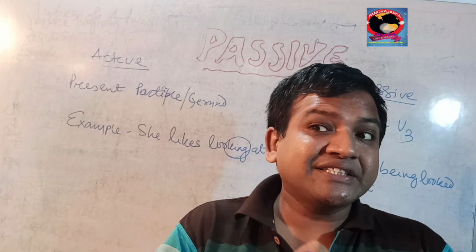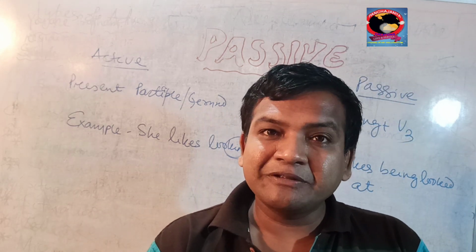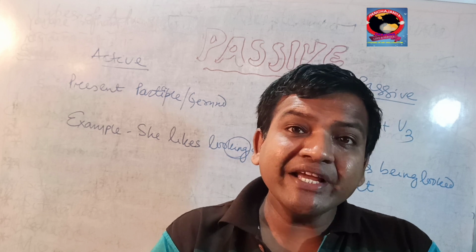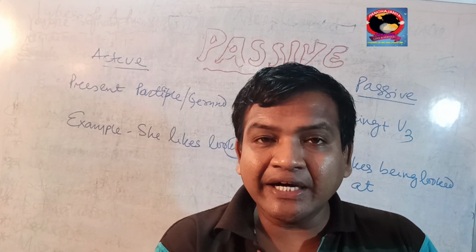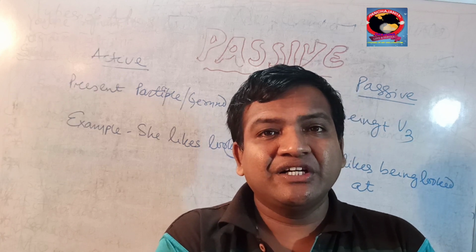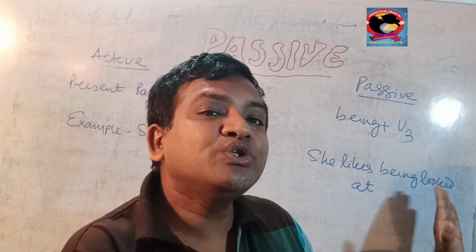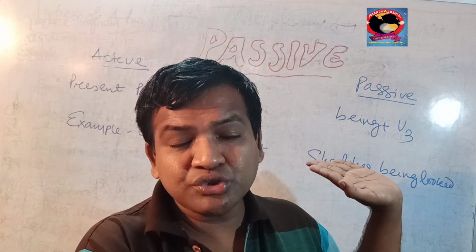She likes that the others should look at her. She likes being looked at. Other people should look at her. She likes that. So in passive, she likes being looked at. Okay, this is one type of use in passive.